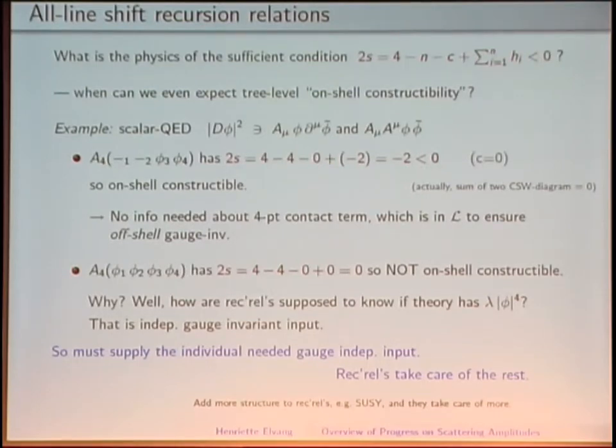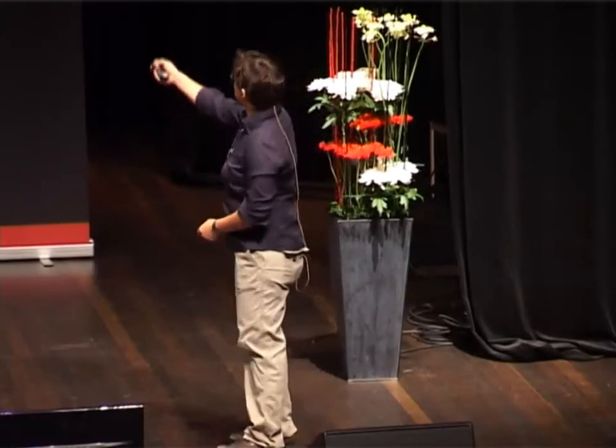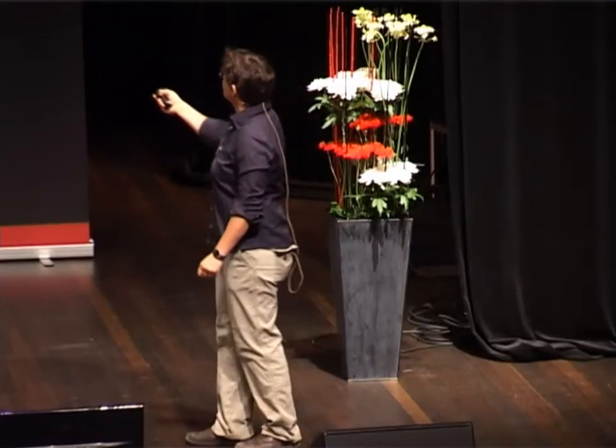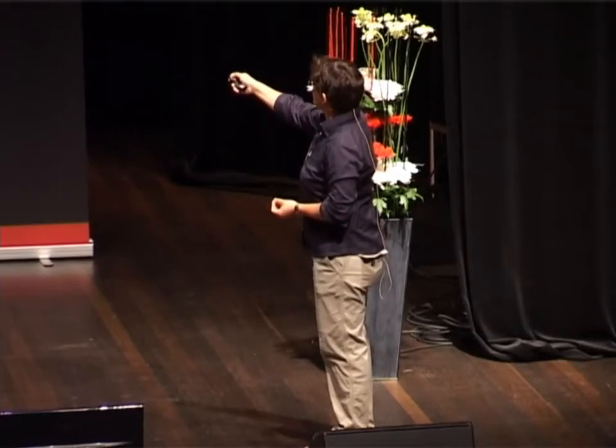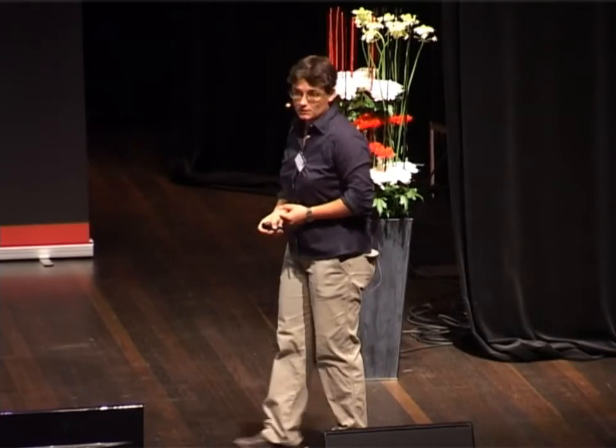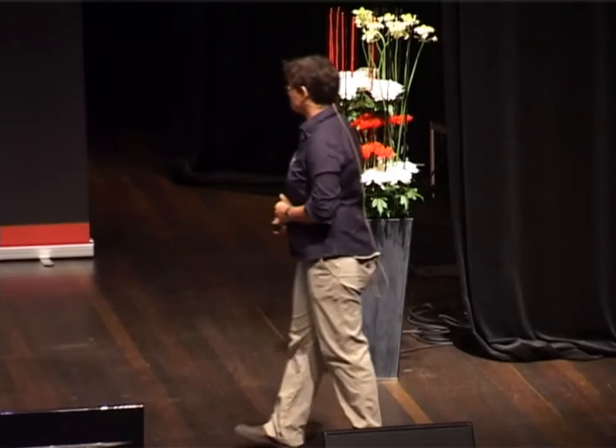Well, it's not a big surprise, because how are my recursion relations supposed to know by themselves whether my theory has a lambda phi to the 4 interaction in it? This is some independent gauge invariant coupling that you have to put in by hand if you have it. And since this relation was derived on such general grounds, just dimensional analysis and little group scaling, the theory can't know whether I put in this coupling or not, particularly because this coupling is also dimensionless.